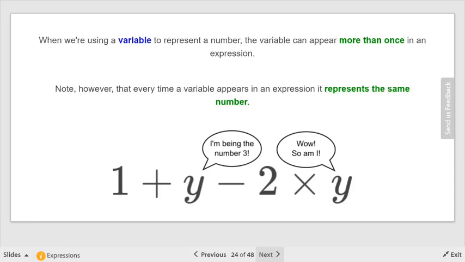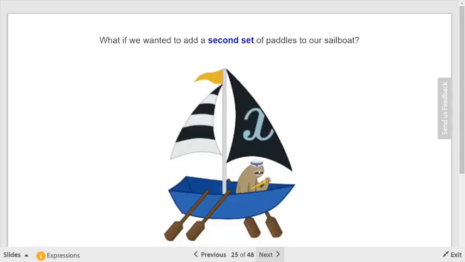We can also have variables occur more than once in the same expression. So look at this one. It's 1 plus y minus 2 times y. But what you have to remember is that if a variable is used more than once in the same sentence, then it has to be the same variable, the same number. Exactly, good. So if y is 3 in one of them, then it has to be 3 in the other. So anytime you do use the same variable in the same sentence, it has to be the same number. So keep that in mind. It will always be the same.